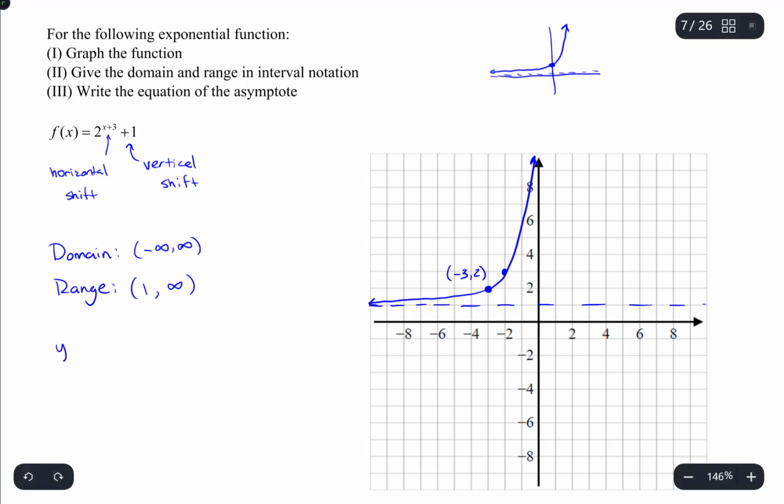Lastly, the equation of the asymptote, because it's a horizontal line, and all horizontal lines have the equation form of y equals some constant, it's just going to be y equals whatever y value we pass through. So that's at +1, which is the same thing as our vertical shift. So just y equals the vertical shift, really.